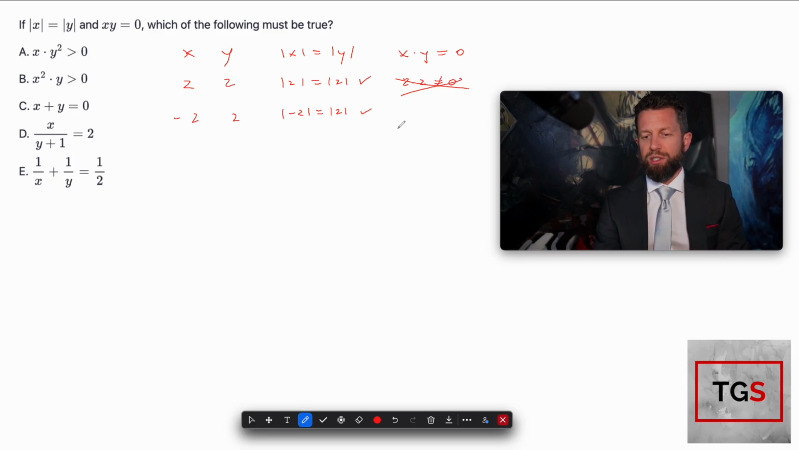So this satisfies my absolute value x equals absolute value y equation, but still does not satisfy x times y equals 0. Now you might be thinking, how does this help me? But when you're stuck, knowing what doesn't work can often lead you to what does work. Maybe a little counterintuitive, but if you experiment with it enough, I think you'll find that to be very true.